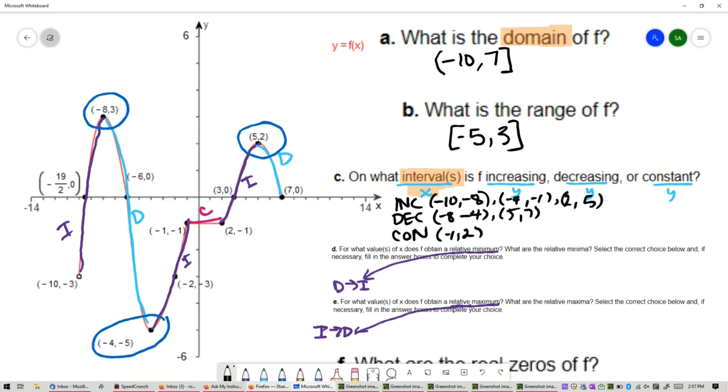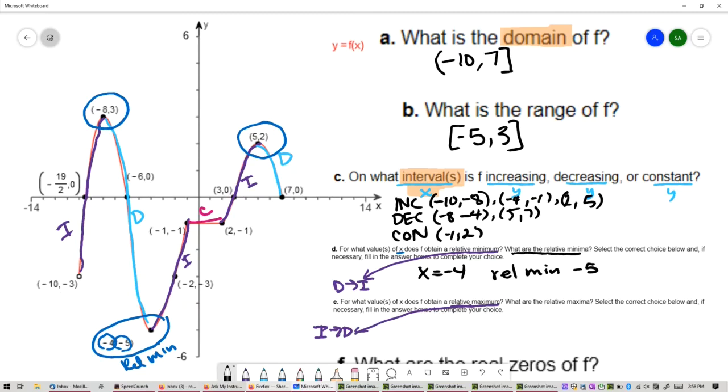Now notice that the question is worded in two parts. We have a part that asks, for what value of x does f obtain a relative minimum? So we have this one min here. This is a relative min. And it wants to know the x so that it occurs at an x of -4. And the second part is, what is that relative minimum? And that's the y part, which is -5. So the relative min itself is -5.